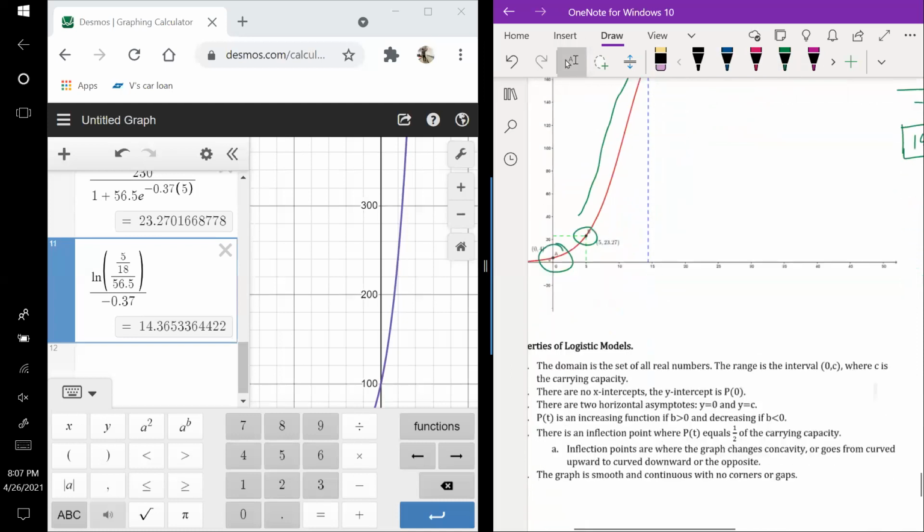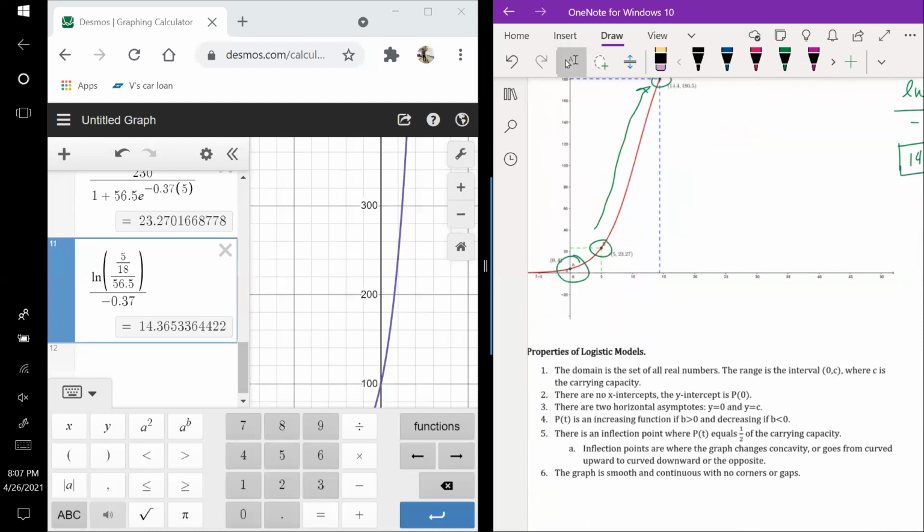Okay. And properties of the logistic model. The domain is the set of all real numbers. The range is 0 to the carrying capacity. There are no x-intercepts. You have a y-intercept when x is 0. You have 2 horizontal asymptotes, one at y equals 0, and one at y equals the carrying capacity. P of t is an increasing function if b is greater than 0 and decreasing if b is less than 0. For our problem, b was greater than 0, so this is an increasing function.